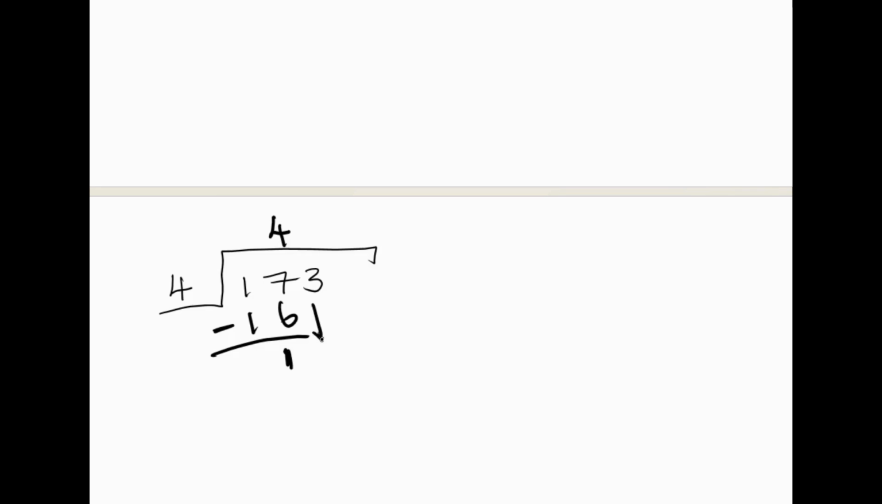Then we bring down the 3. Then 4 into 13, we get a 3. Then 3 multiplied by 4, we get a 12. Then we subtract this, then we get a 1. So if we say 4 into 1, we see that it can't. So what we now do, we just leave it as remainder 1. So our answer for this problem would be 43, remainder 1.